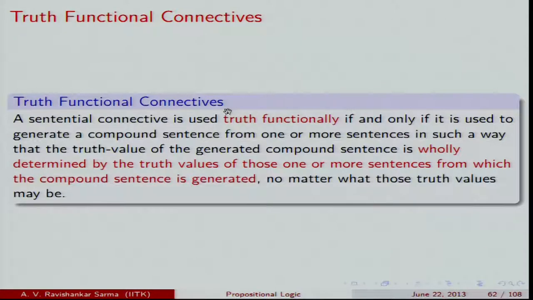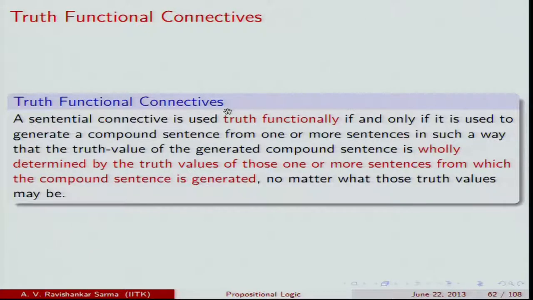To begin with, in this lecture we will talk about some basic definitions, such as consistency, validity, logical consequence, and when two formulas are logically equivalent to each other, using the truth table method. Before that, we have defined a truth functional connective. A truth functional connective is one in which the truth value of a compound sentence is solely determined by the truth values of its individual constituents.